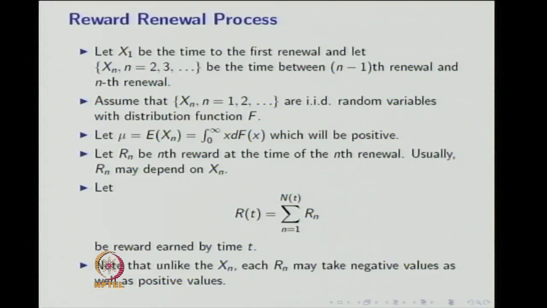What is a reward renewal process? Let X1 be the time to the first renewal and let Xn be the time between the (n-1)th renewal and the nth renewal, the same definition which we used for the renewal process. Also assume that the Xi's are IID random variables with CDF capital F of x. Since the Xi's are the inter-arrival times, the mean exists and it is positive.